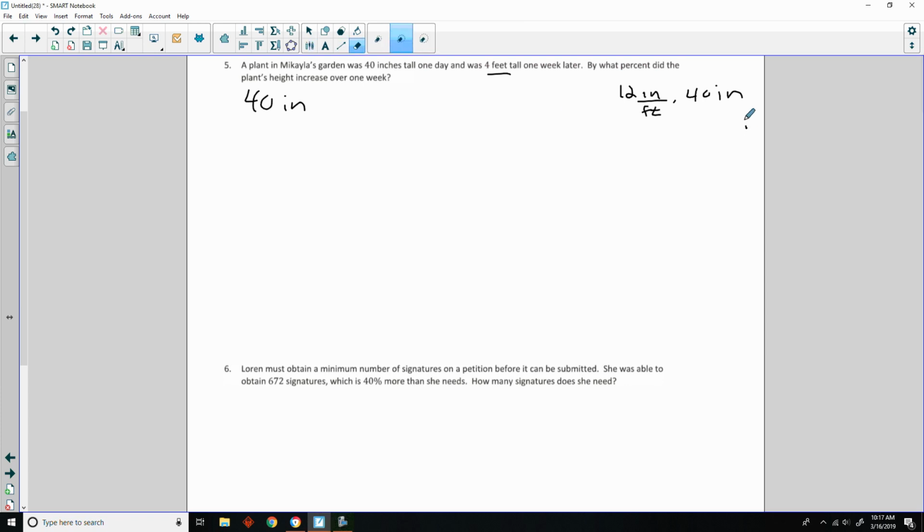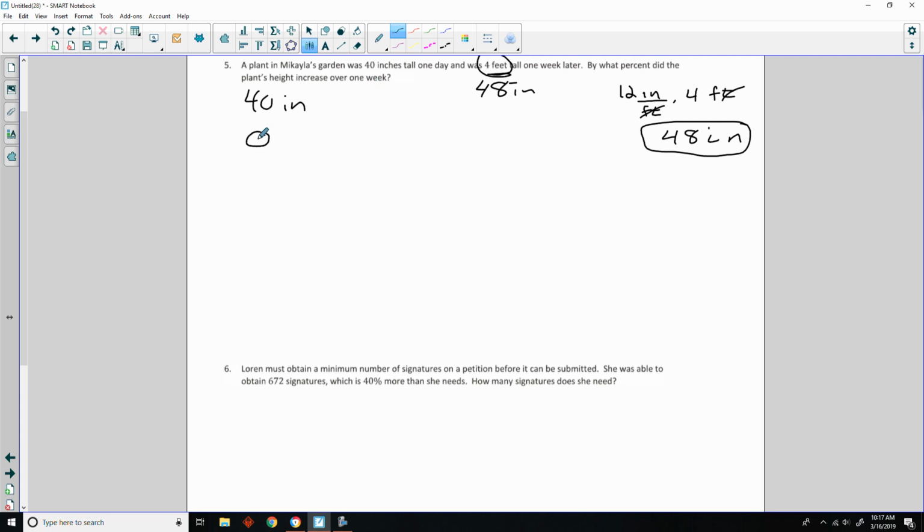Okay, let me fix that. I'm looking at the wrong value here. I want to convert the 4 feet into inches. So it's 12 inches per foot times 4 feet. And my feet cancel and I get 48 inches. So there's 48 inches tall 1 week later. By what percent did the plant's height increase over the week?